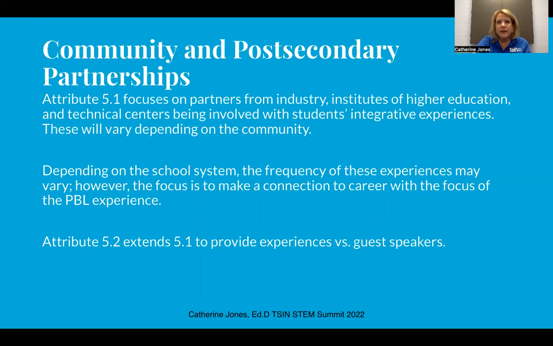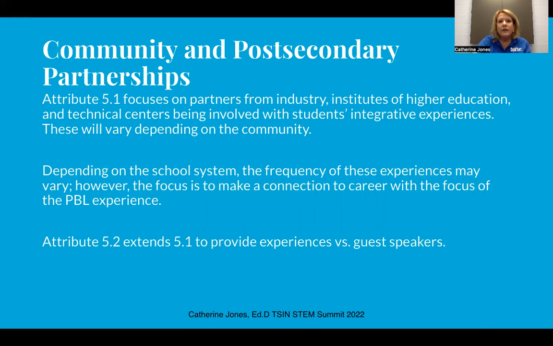Depending on the school system, the frequency of these experiences may vary. However, the focus is to make a connection to career with the focus of the PBL experience. Also, teachers can constantly reference careers through any lesson they're doing. It really gives purpose for learning, elementary, middle, or high school. When you connect lessons to careers, it provides additional real-world purpose.